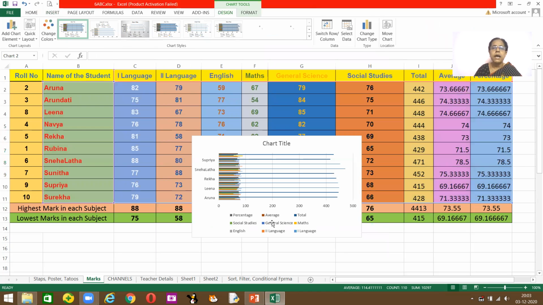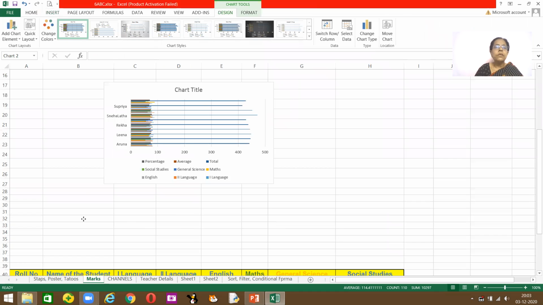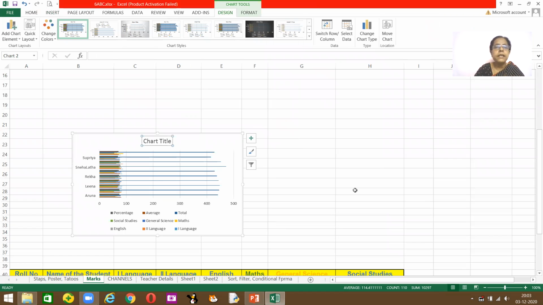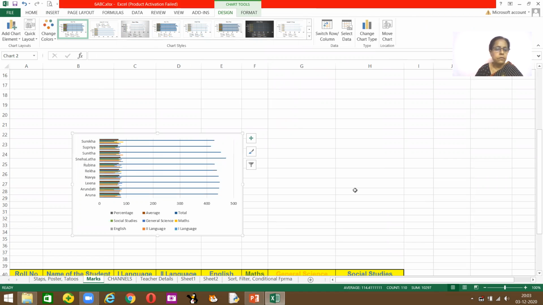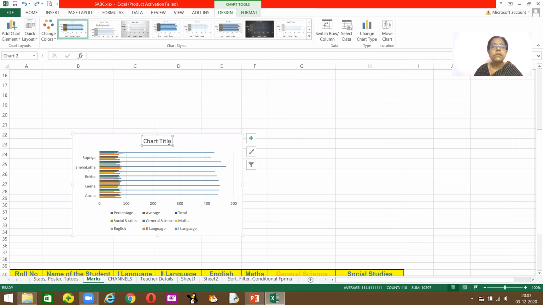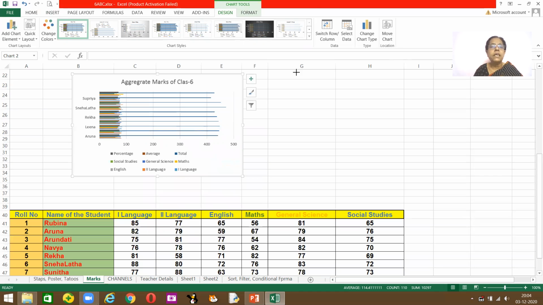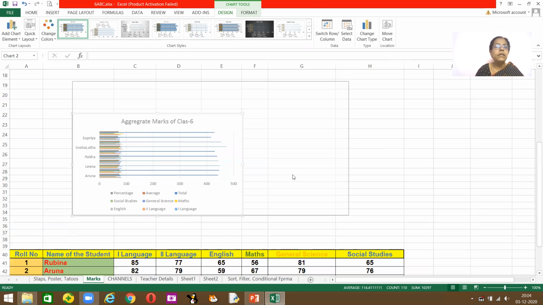You can add your title. In the title, you can say aggregate marks of class, whatever is your class, 6. This is the way you add it. That's all you have to add in the chart. You can even change the colors for the chart. You need to expand and print it out.